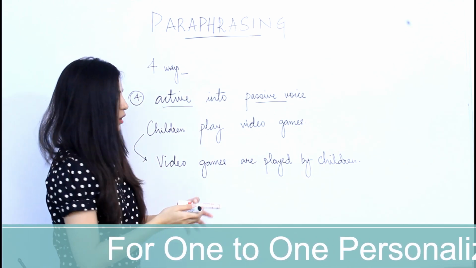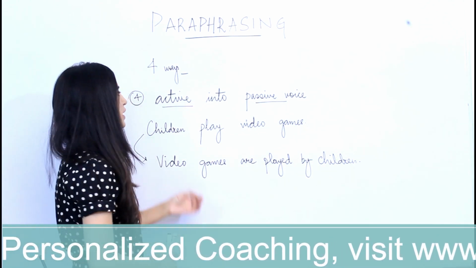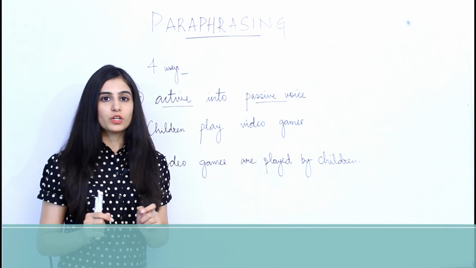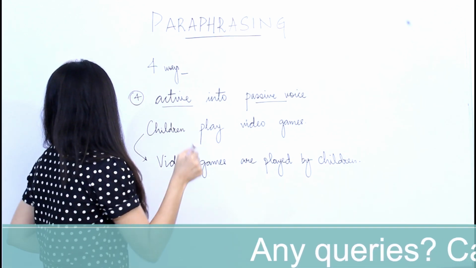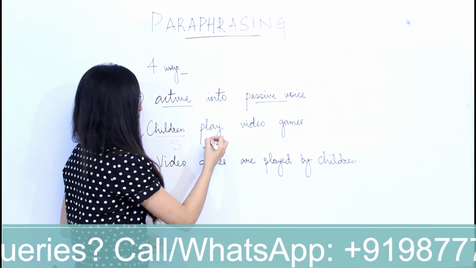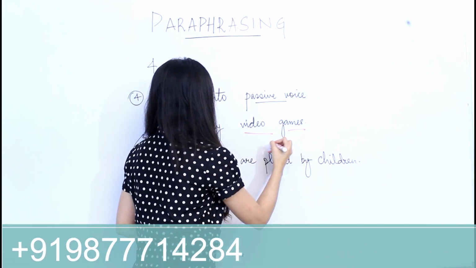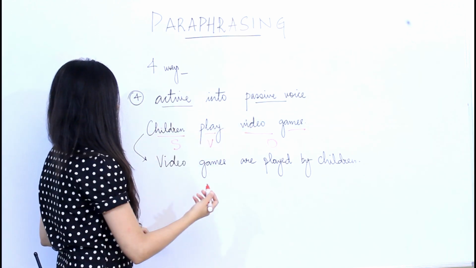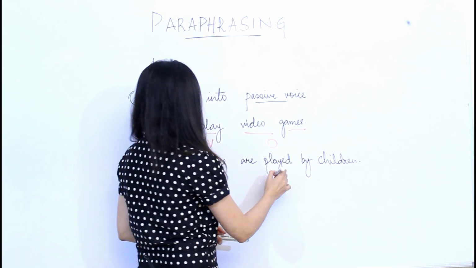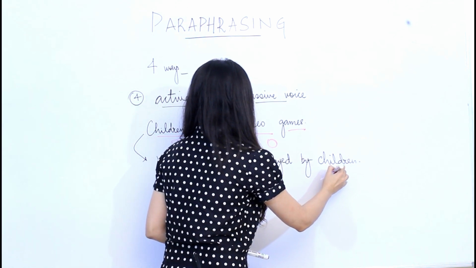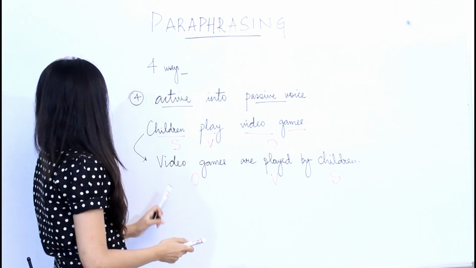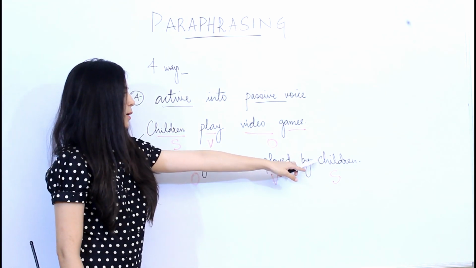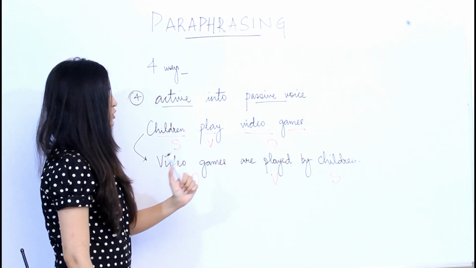Here, if you don't remember how we used to change active into passive and you're weak with your grammar, let me just help you with a revision of the same. So first of all, children here is the subject, play is the verb, and video games are the object. When you change active into passive, you start with your object, go to your verb and finally write the subject. So here it becomes video games are played by children.